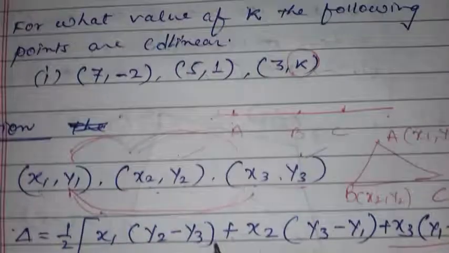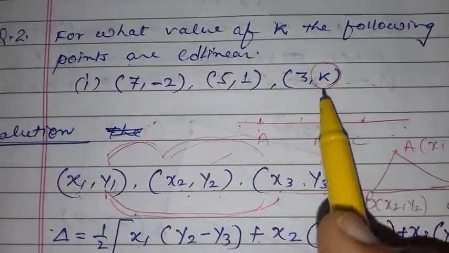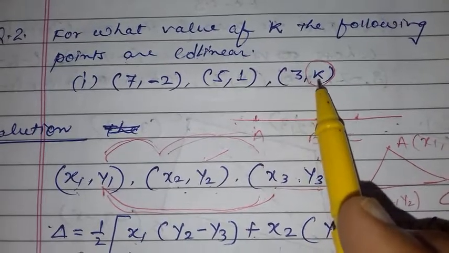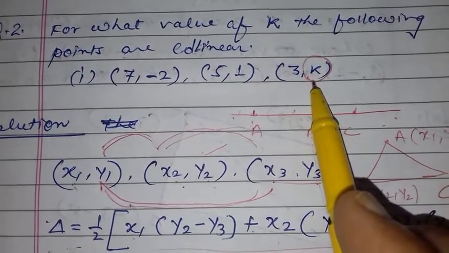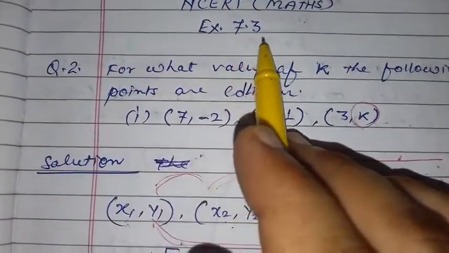So these 3 points will be collinear only if k is equal to 4. So this is the solution of question number 2 of exercise 7.3.